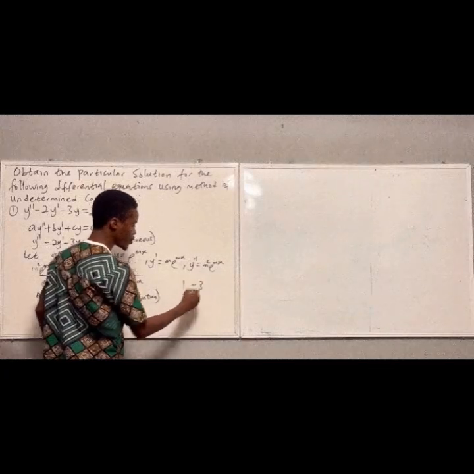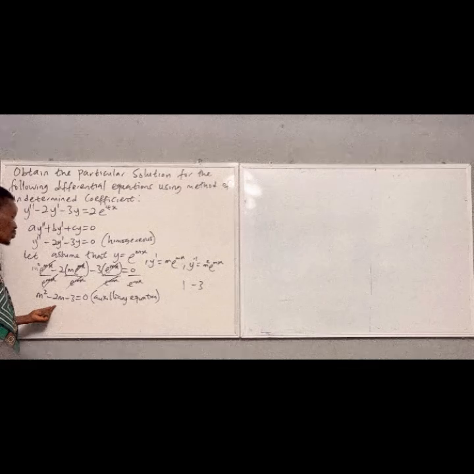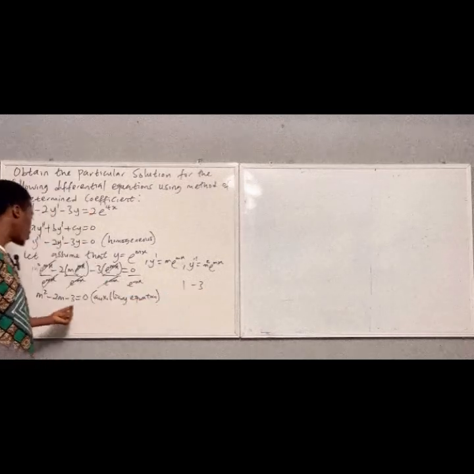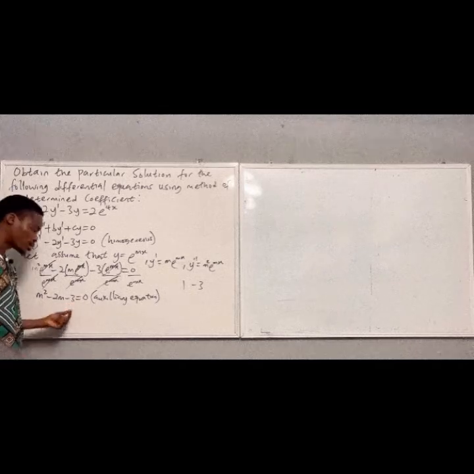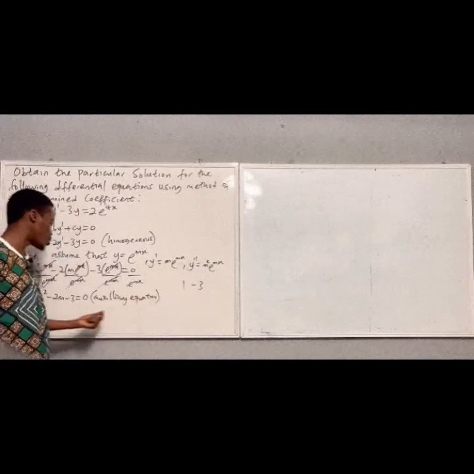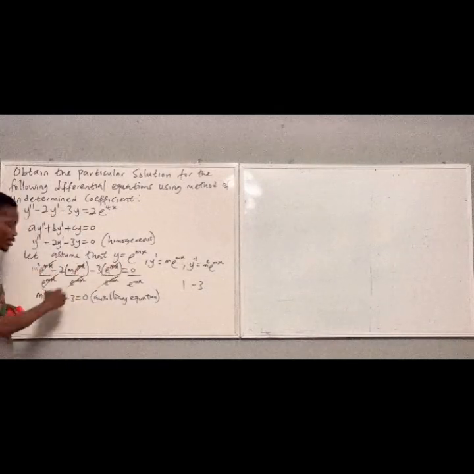1 and -3. It means if we add 1 and -3, we are going to have what? -2. If you find the product of 1 and -3, we are going to have what? -3. The sum of these two numbers will give you -2. The product of these two numbers will give us -3. So we will now replace it.